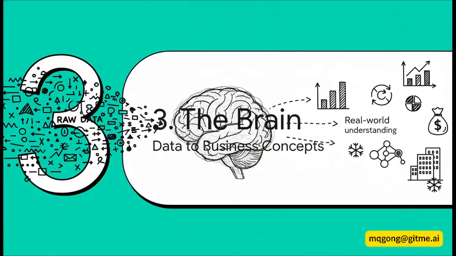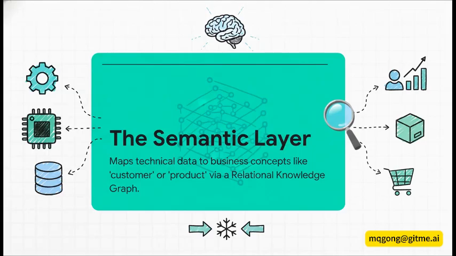All right, now let's get to the part of the architecture that really ties it all together. This is where that raw data starts to transform into real-world business understanding. Okay, now we get to the semantic layer, which honestly I think is the most fascinating part. This is the core consciousness of the system. It uses something called a relational knowledge graph, which is basically just a smart map that connects all your data points to understand that a user ID is a customer, and an SKU is a product.